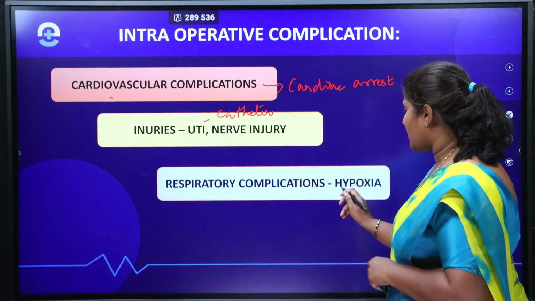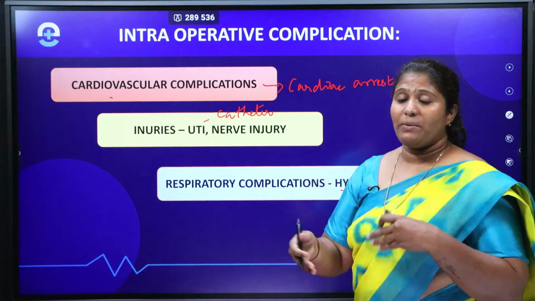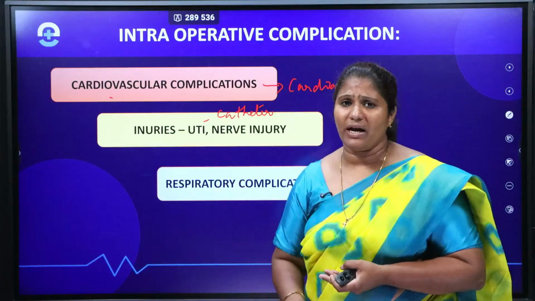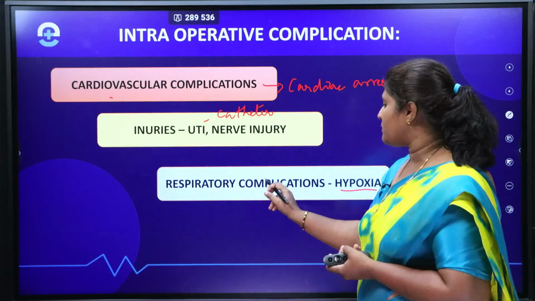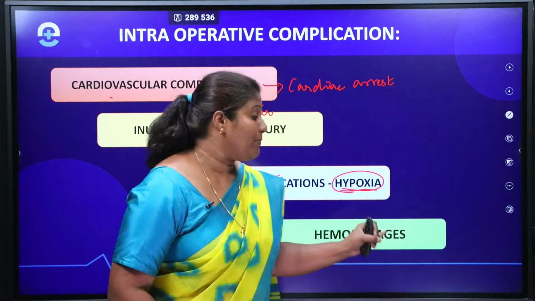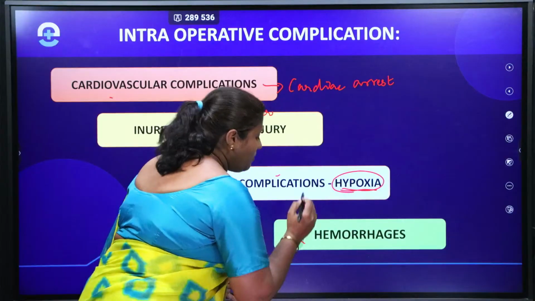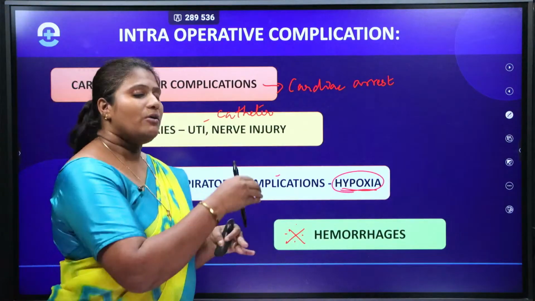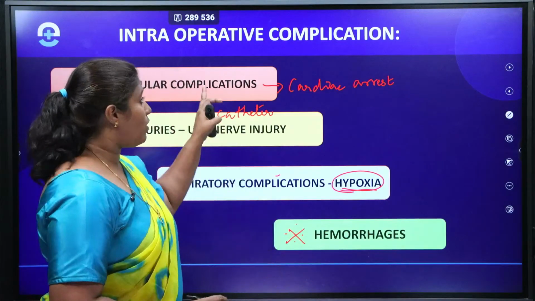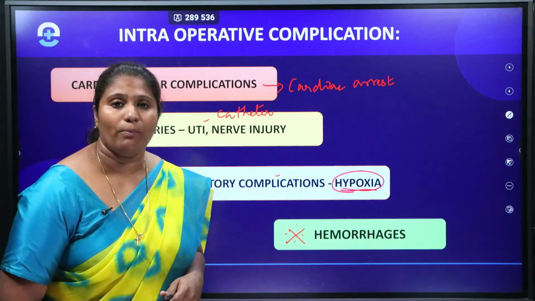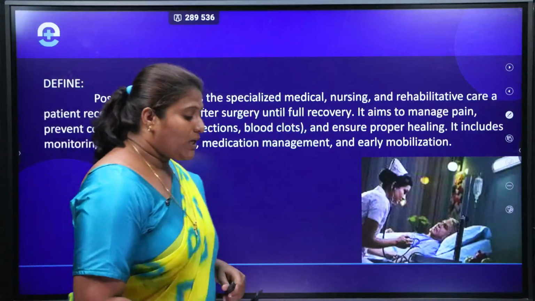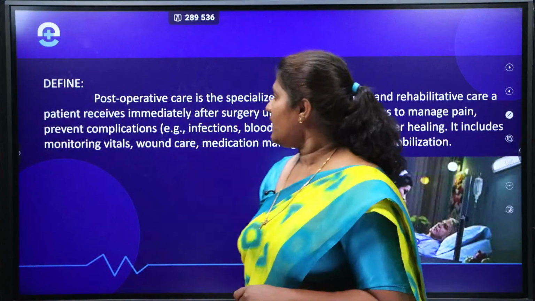Next, respiratory complication, hypoxia. The oxygen saturation will drop, the oxygen level will drop, so respiratory complication, hypoxia, will take place. Next one is hemorrhage, which is one of the main important intraoperative complications, because whenever we make an incision, bleeding will take place. So these are the main important complications of the intraoperative time, and we need to take care of them. That's all about intraoperative nursing care.